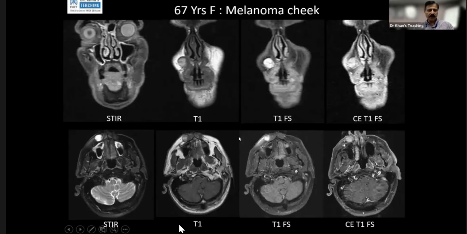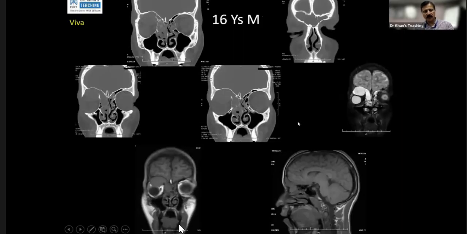So in head and neck, choroidal melanoma is extremely important. But having said that, this case had a cheek melanoma. And on a T1 fat saturated, you can see it here. You can see it is high signal, and you can see a bit of enhancement also. So this was just for that signal.